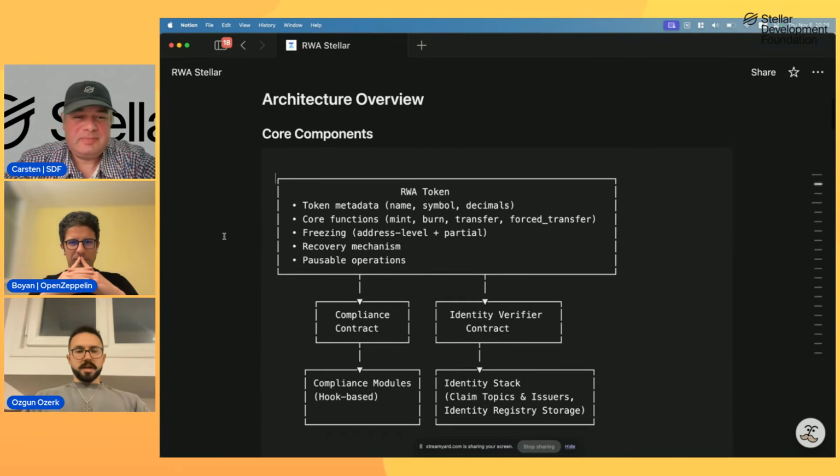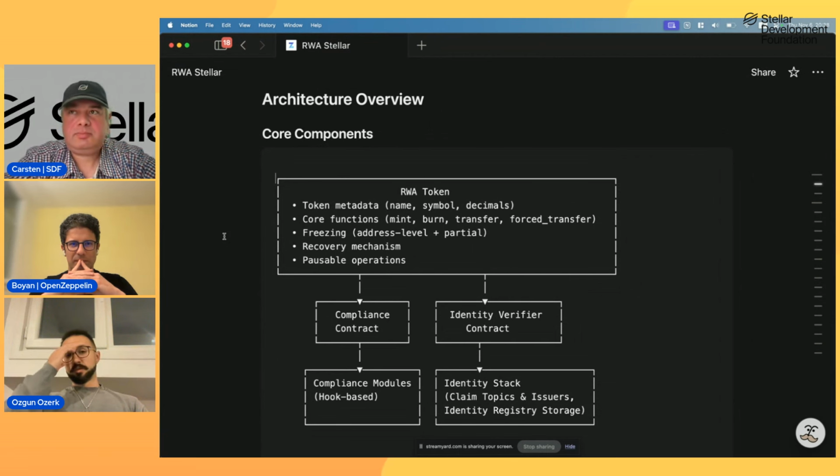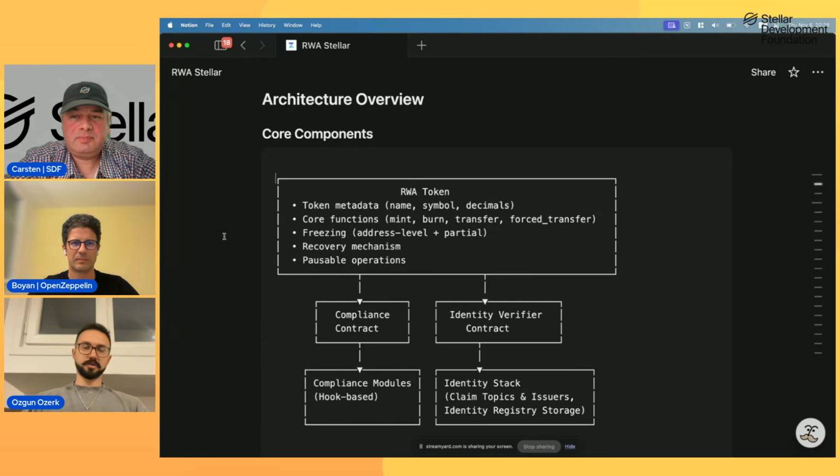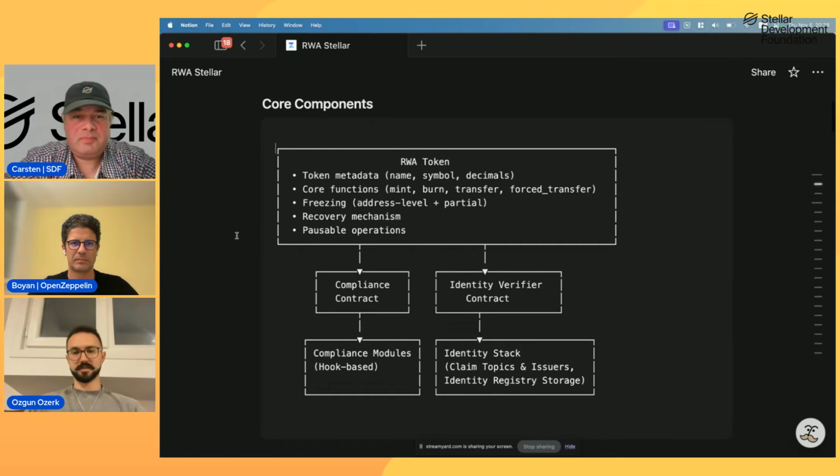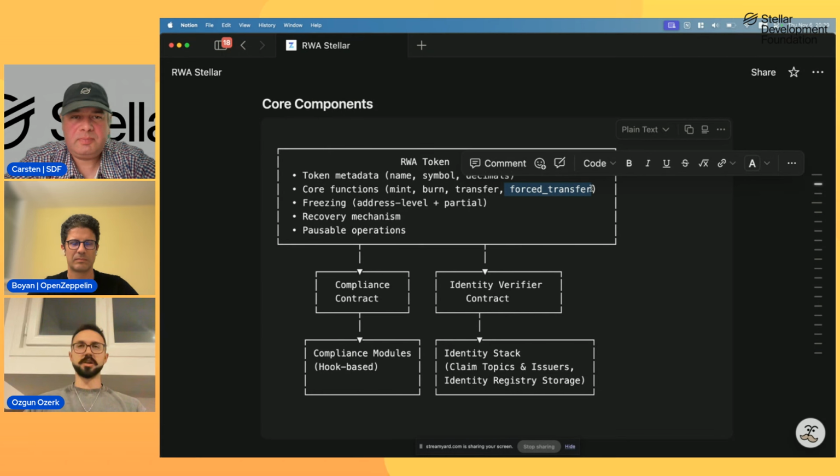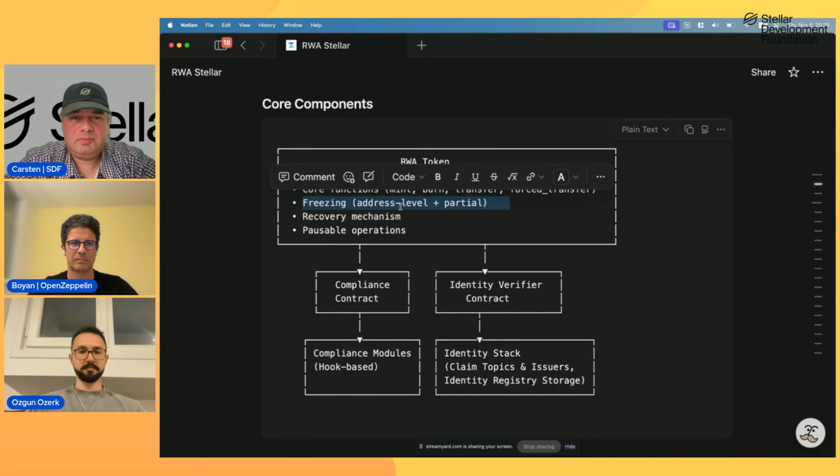Great. So RWA, as you know, stands for Real World Assets, and it's more like a suite of contracts compared to a single contract. So it's more complicated and involved. For the base RWA token, you can think of it like a fungible token. It has the same metadata and core functions. But on top of that, we have forced transfer, where the admins can force transfers on behalf of the users. We have freezing, both address level and partial.